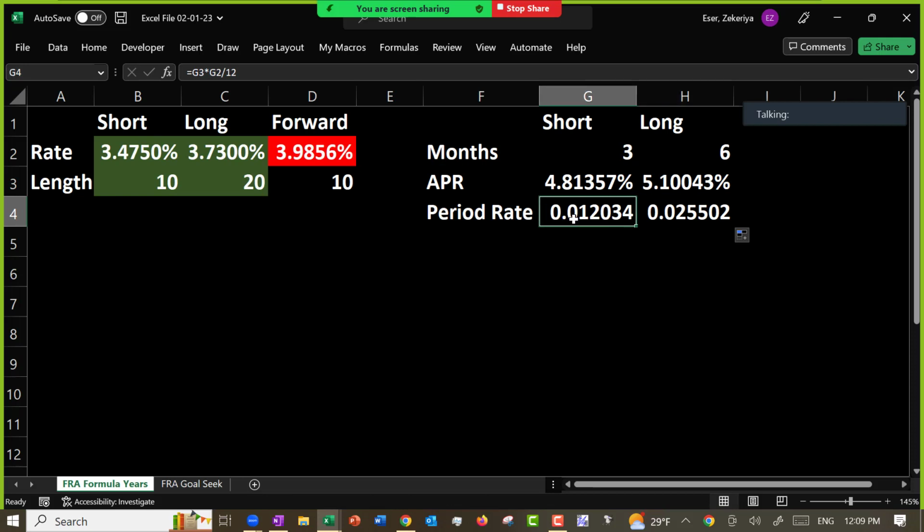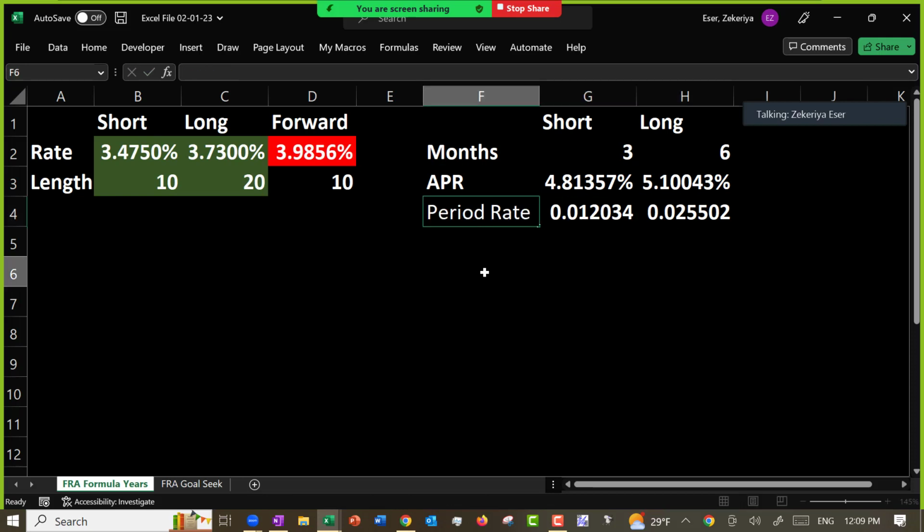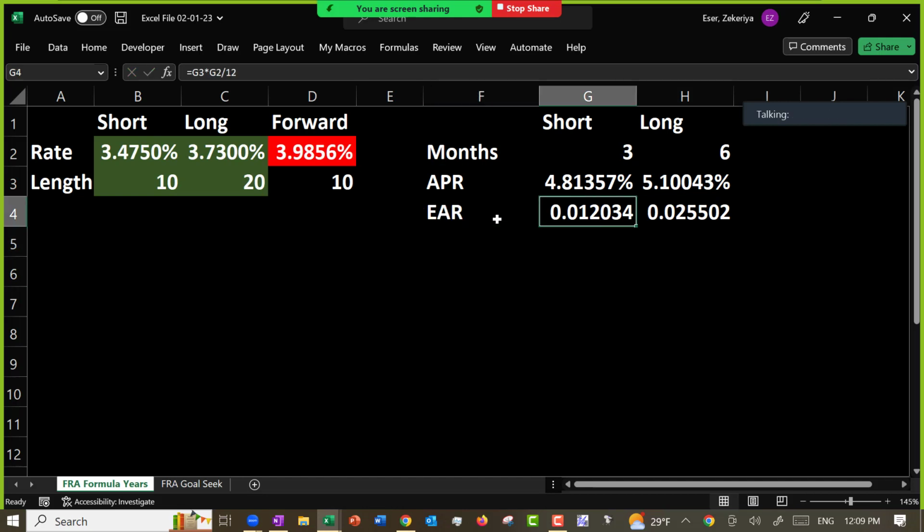Actually, let's do it this way. Effective annual rate. That's 1-year compound rate. Excel has a function called effect. What Excel calls nominal, we call APR. The second argument is number of periods per year. That's basically 12 over that.